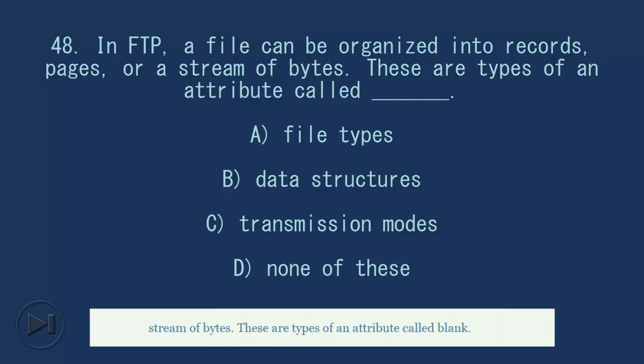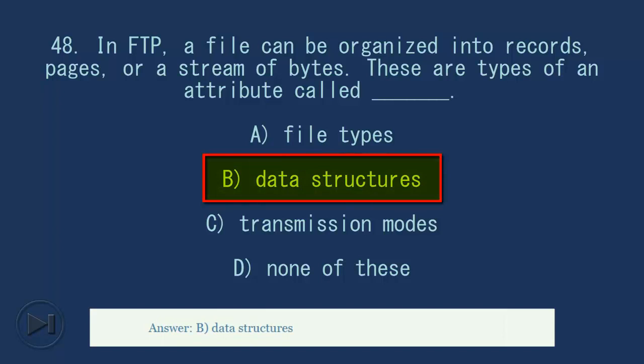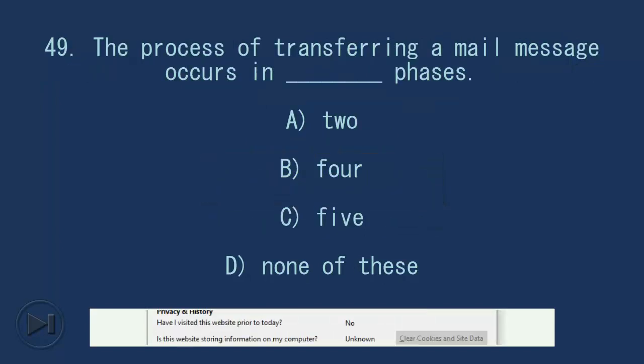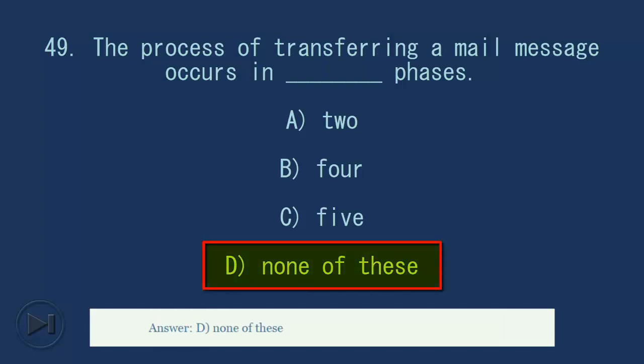These are types of an attribute called blank. A. File types. B. Data structures. C. Transmission modes. D. None of these. Answer: B. Data structures. 49. The process of transferring a mail message occurs in blank phases. A. 2. B. 4. C. 5. D. None of these. Answer: D. None of these.